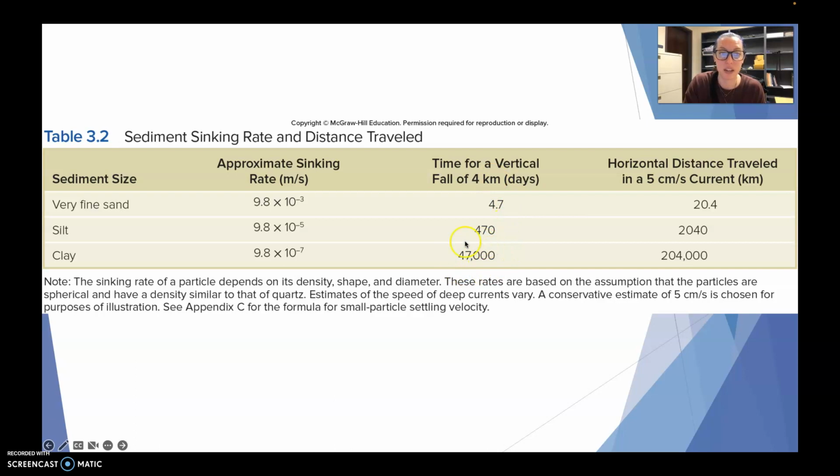The biggest thing I want to point out here is that clay, that really ultra fine sediment, maybe even smaller than your hair follicles, takes 47,000 days, which is roughly 128 years. So it takes a while for the really fine sediments to sink. And then what I also want to point out is how far they can travel horizontally in a current that's moving at a particular speed, in this case 5 centimeters per second. And this is looking at distance in kilometers. This clay, this really teeny tiny sediment, can travel so much farther in the horizontal because it can be transported a lot easier, right?